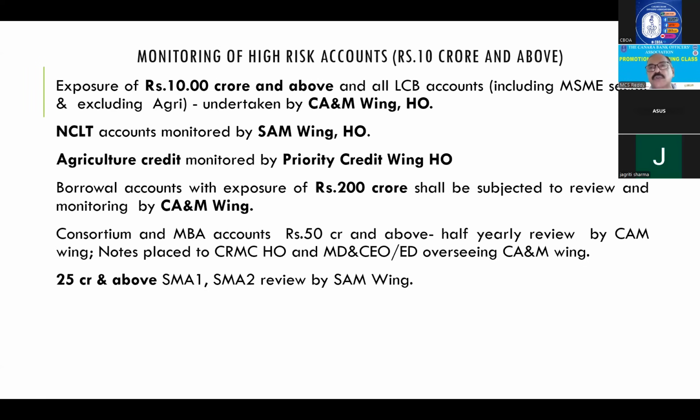Monitoring of high risk accounts, 10 crores and above. Exposures of 10 crores and above, all LCB accounts, including the MSME sector, excluding agriculture, are undertaken by CAMBing at HO. NCLT accounts are monitored by SAMBing at head office. Who is monitoring NCLT accounts? SAMBing at HO. Agricultural credit is monitored by the priority credit wing at HO. Generally, it is common. Borrower accounts with exposure of 200 crores shall be subjected to review and monitoring by CAMBing. Right? Consortium and NBA accounts of 50 crores and above get a half yearly review by CAMBing. Notes are placed to CRMC HO, MDCEO by CAMBing. Who will monitor which exposures? This is all guidelines plus. Right? 25 crores and above SMA accounts by SAMBing.